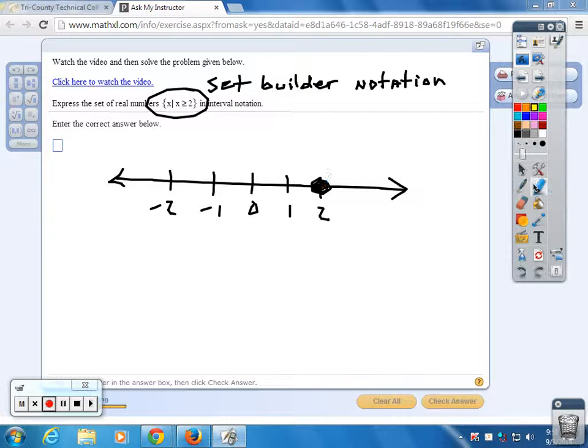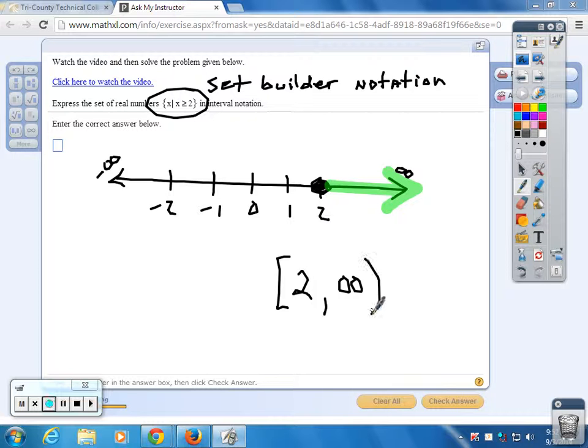And what numbers are greater than 2? Everything to the right. And this arrowhead right here is called what? Infinity. And this arrowhead is called negative infinity. So if we read from left to right, we're going from 2 to what? And that is your interval notation. And that's a good question because a lot of people have taken Algebra 1 and Algebra 2 and don't know the difference between the two.